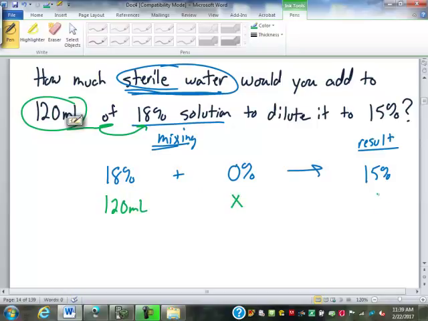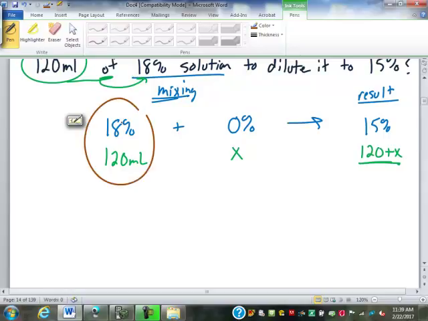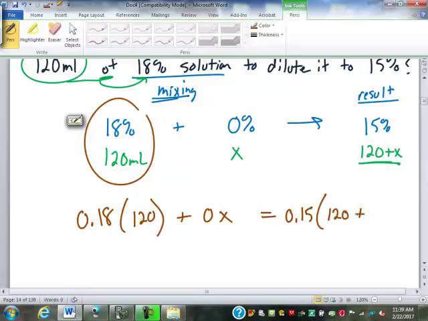How much of the 15% are we going to create then? What's this volume going to be? There we go, 120 plus x. We could have done x plus 120 as well. So now it's just a matter of setting up the equation. Concentration times volume. 18% is 0.18 times 120, the volume. 0% is 0 times x, so that's obviously going to be 0 and cancel out. Then 15% is 0.15 times 120 plus x.